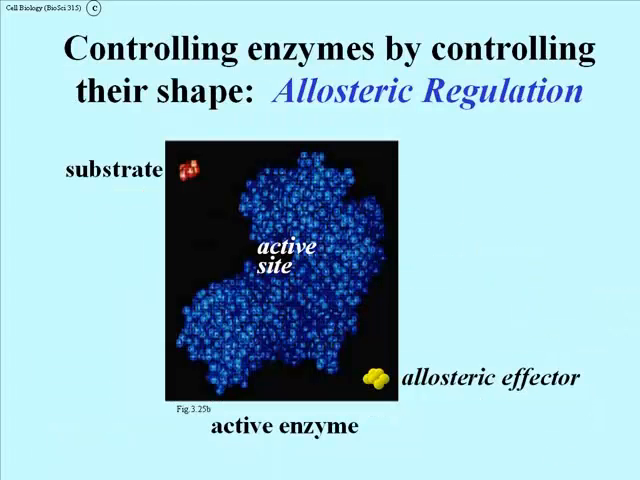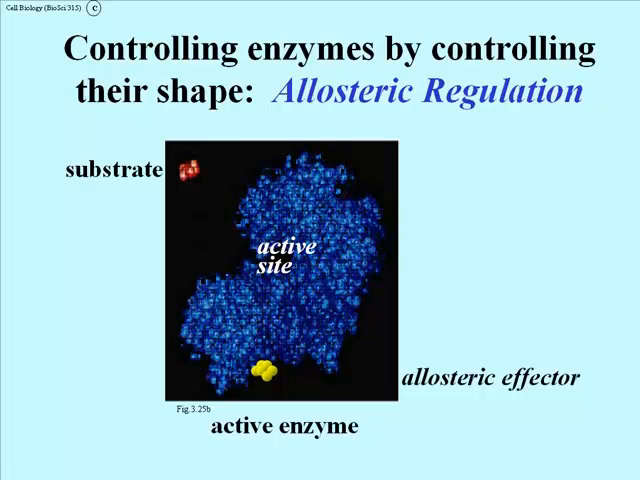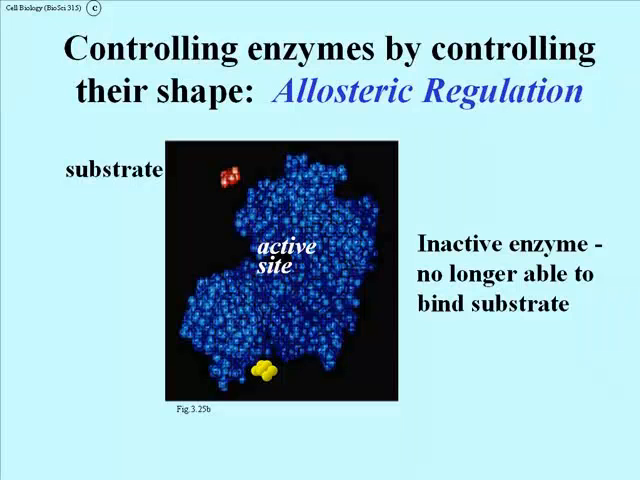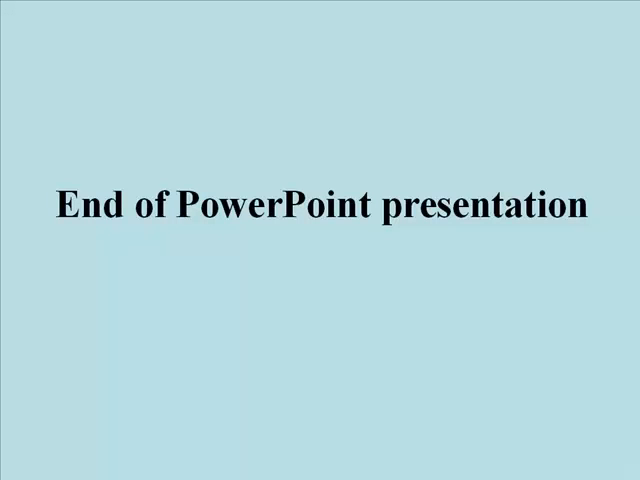So we control enzymes by, in fact, controlling their shape, by allosteric regulation, as I indicated earlier. So here we have the same enzyme and the same substrate, and we have an allosteric effector, which in this case is going to bind to the enzyme at a site other than the active site, but it's going to cause a change in shape at the active site, which prevents the substrate from even attaching to the enzyme. So the inactive enzyme is no longer able to bind the substrate. And that brings us to the end of this presentation.